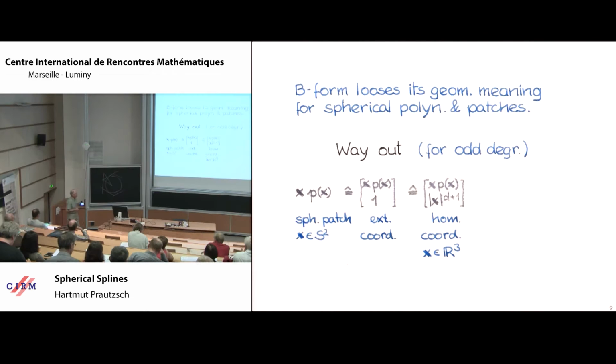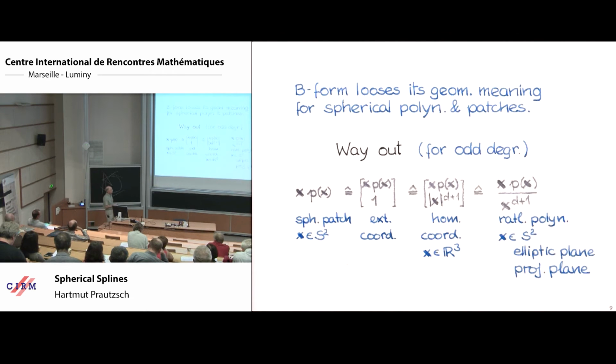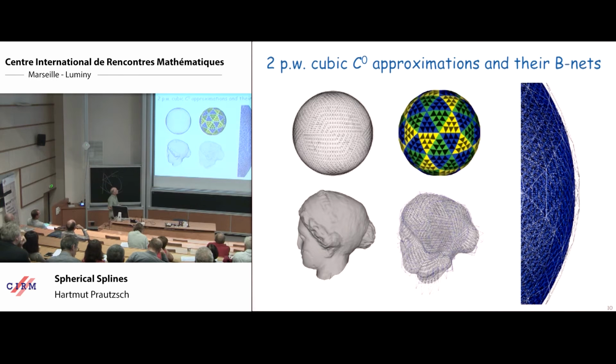And we can dehomogenize it again by dividing through the last coordinate, and we get a rational polynomial living here on the elliptic plane, on S2 or the projective plane. And this one has a rational Bézier net with the usual geometric meaning. Here you see examples. These are piecewise cubic splines, then represented by quartic polynomials. And here you see the Bézier net. This one is also the Bézier net, and here also you see the Bézier net to it.